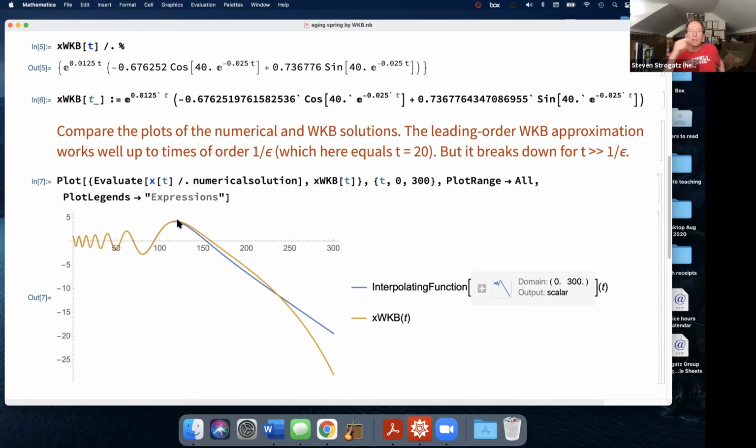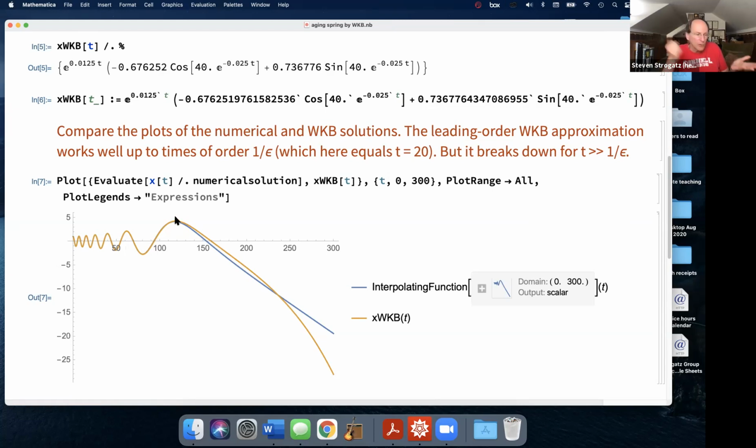So think about that. What do we expect? I mean, WKB should work up to time of order 1 over epsilon. I had used an epsilon of 1/20th. So 1 over epsilon would be time 20, and it's working like a charm at time 20. And it even works pretty well out to time 40 and 60 and even out to 100. By time like 6 times 1 over epsilon, it's starting to screw up.